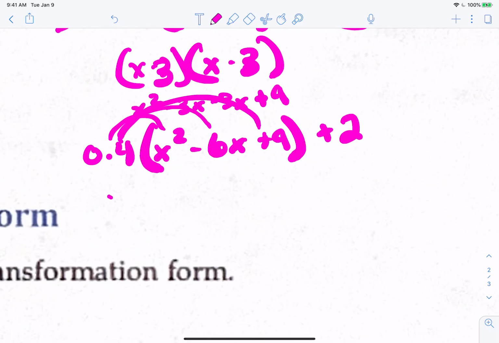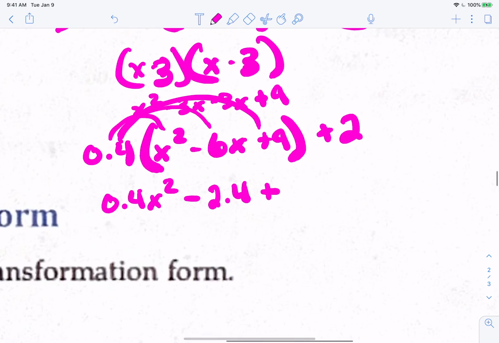0.4 times x squared, 0.4x squared, minus 0.4 times 6, 2.4. Yep, that's right. Just think of what 4 times 6 is. 4 times 6 is 24, so it's got to be 2.4. Make sense? Okay, what's 4 times 9?